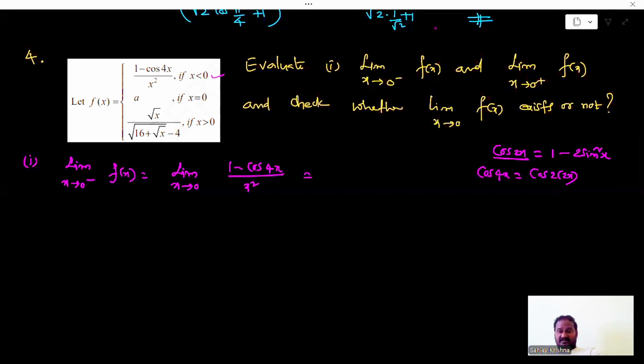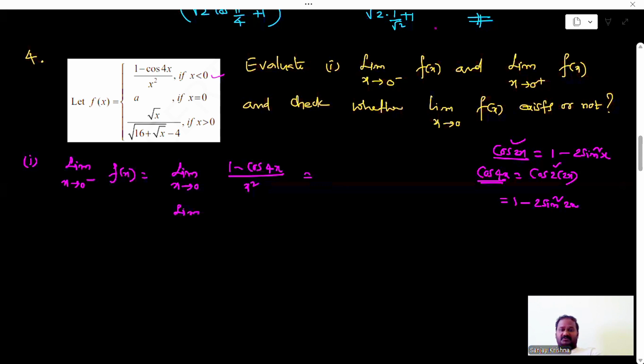It means when you compare this one and this one, what do you observe? Here it is 2x, in a bracket. So 2 is outside, means 2x should be substituted in the place of x, right? So then it is going to be 1 minus 2 sine square, in the place of x you write 2x. This is the formula for cos 2x. Substitute the formula, then it is going to be limit x tends to 0 of 1 minus cos 4x, which is 1 minus 2 sine square 2x, whole divided by x square.